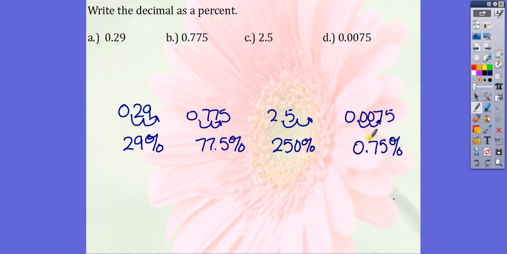And you did these as well, and this time most of you were not fooled. You didn't tell me 7.5% or 75%. You took care of that better this time.